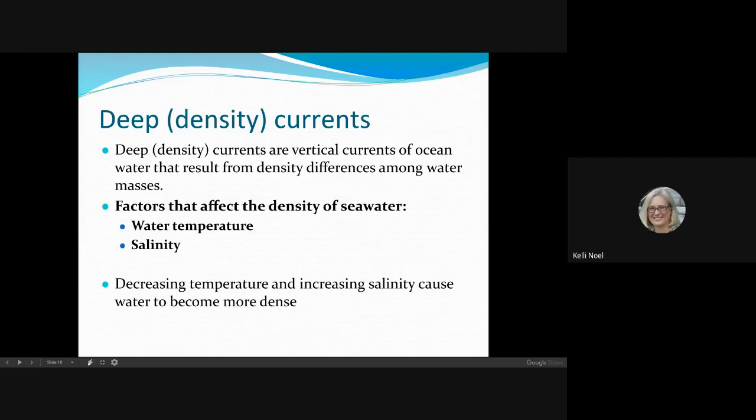So warm water is going to be denser. So I believe it sinks. I have that right because it has more of the salt, and then it's going to rise. To get the definition written, factors that affect the density of seawater is going to be water temperature and salinity. And my picture kind of interrupts this statement that's on your paper. Decreasing temperature and increasing salinity cause water to become more dense. Oh, so I had it backwards. Cold water sinks, hot water rises. Sorry about that.